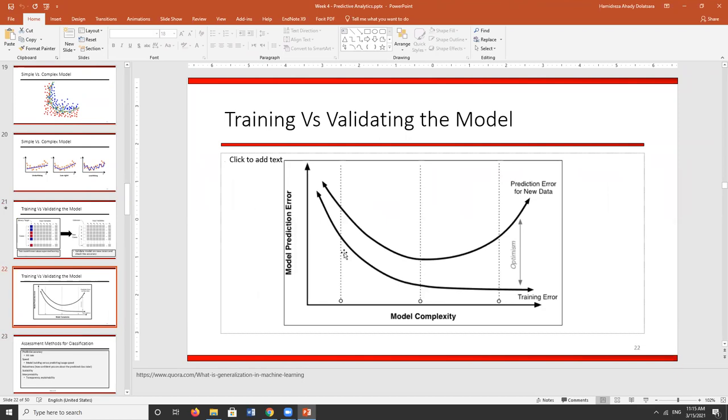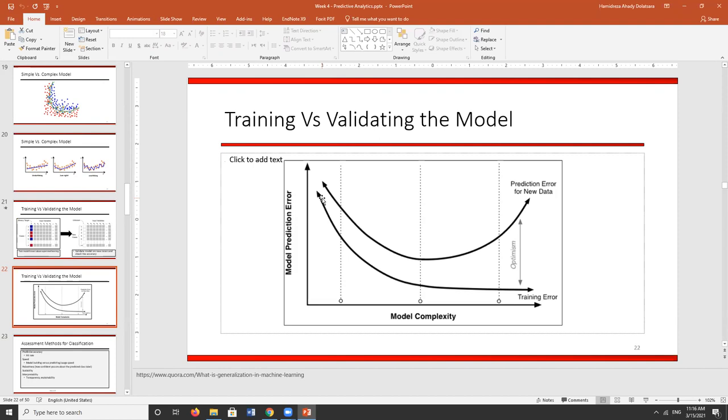Here is another figure talking about the complexity of the model. The upper one is the prediction error for the new data set, so it could be the validation set or test set. The lower one is the train set. As you see, look at the left side. The difference between the train and test set or validation set is very close. But if you look at the prediction error, you have a high error.